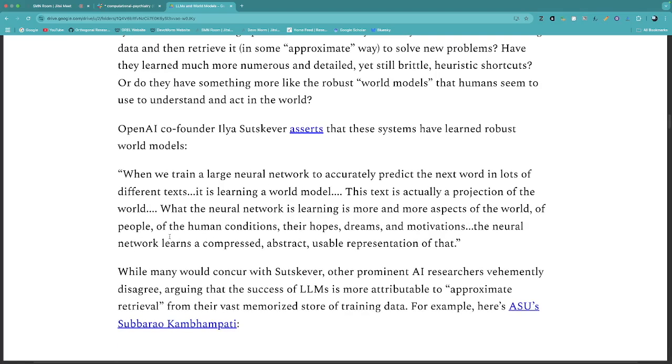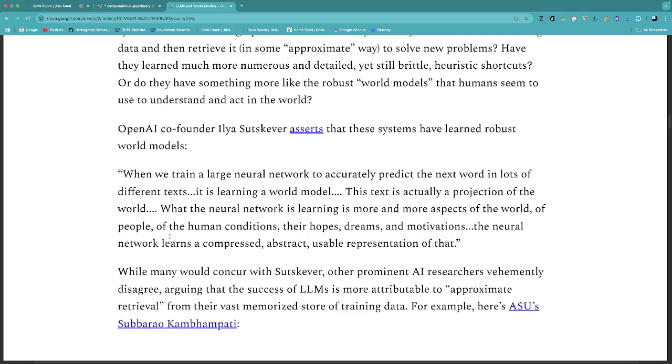And so Ilya Sutskever has argued that these systems have learned robust world models, but that's not a consensus view. His case for this is that when we train a large neural network to accurately predict the next word in lots of different texts, it's learning a world model. This text is actually a projection of the world. What the neural network is learning is more and more aspects of the world, of people, of the human condition, their hopes, dreams, and motivations. The neural network learns a compressed, abstract, usable representation of that.